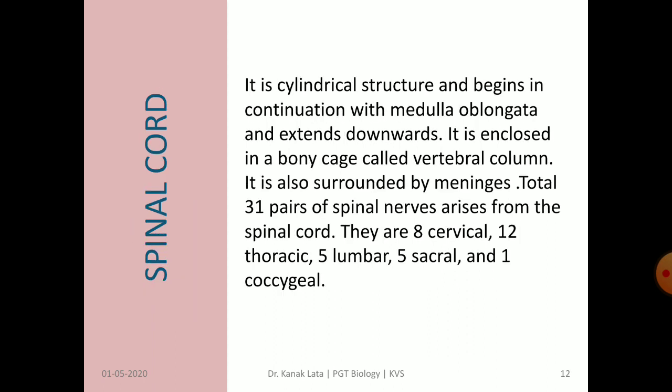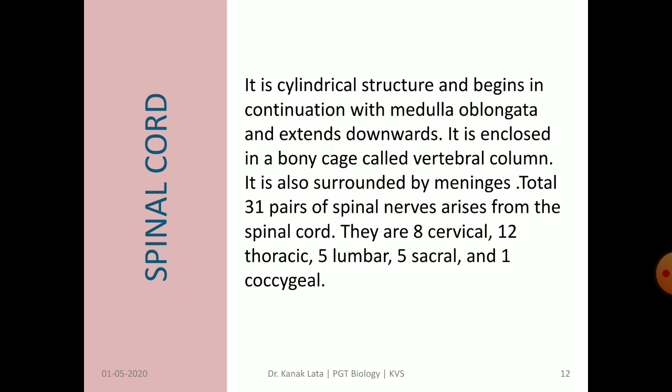Now the next topic is spinal cord. Spinal cord is a cylindrical structure. It starts from the medulla oblongata and extends downwards. Spinal cord is enclosed in a bony case called vertebral column and is also surrounded by meninges. Altogether 31 pairs of spinal nerves arise from the spinal cord.